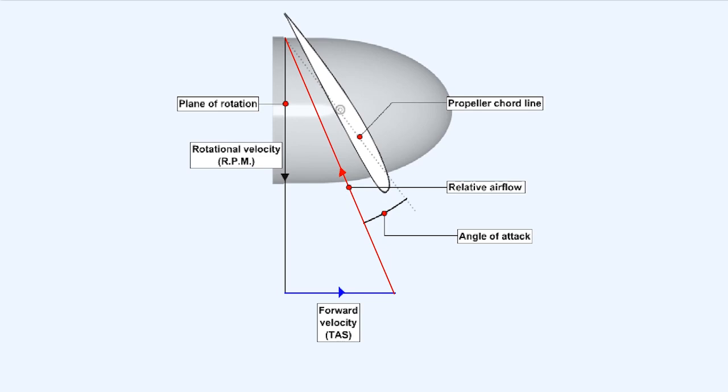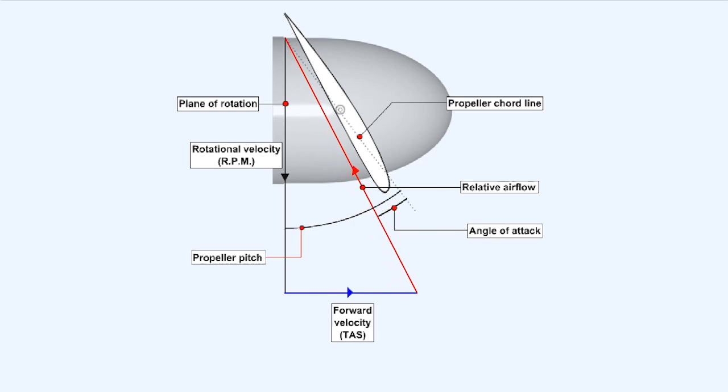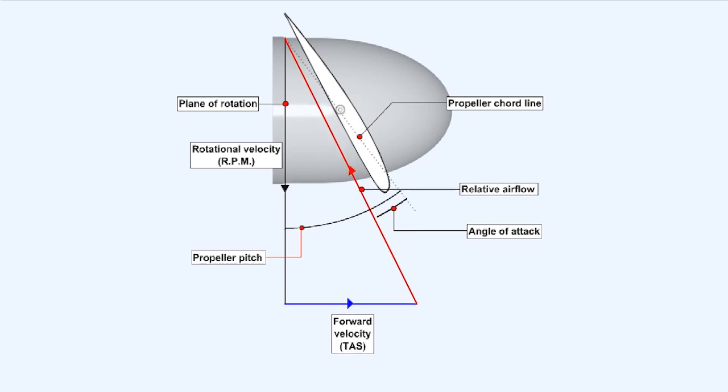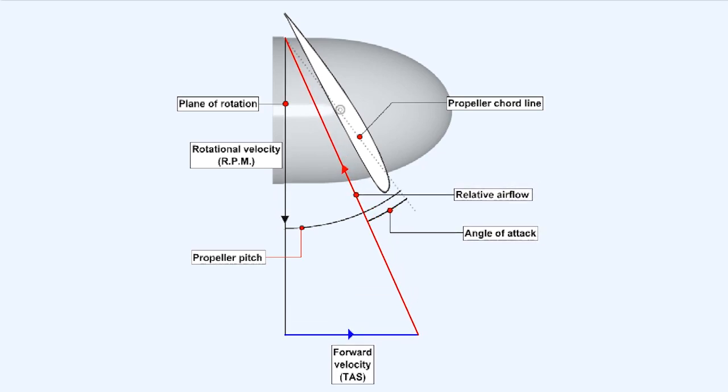This chord line is set at an angle to the plane of rotation, which, as we've already seen, forms the blade angle or the propeller pitch. From this animation, it can be seen that an increase in true airspeed will reduce the angle of attack, whereas an increase in rotational velocity, or RPM, will increase it.